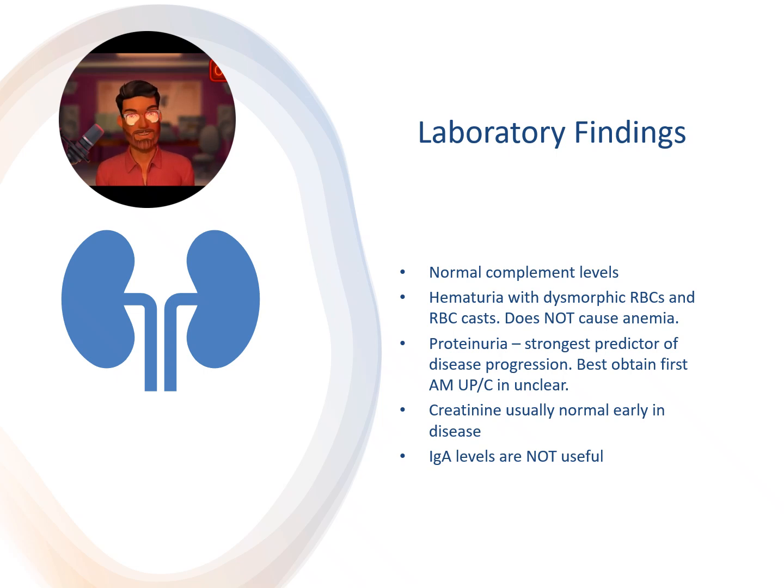Proteinuria, as we mentioned before, is the strongest predictor of disease progression, but because of orthostatic proteinuria, etc., we prefer a first morning urine protein-creatinine ratio if possible. Typically the creatinine is usually normal, but may be elevated, and as mentioned earlier, some patients do progress.